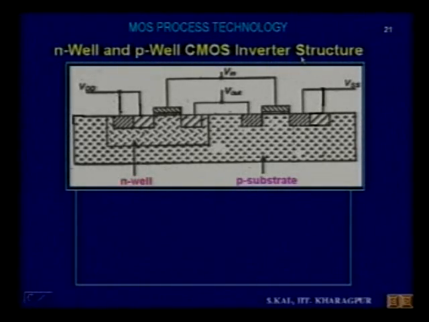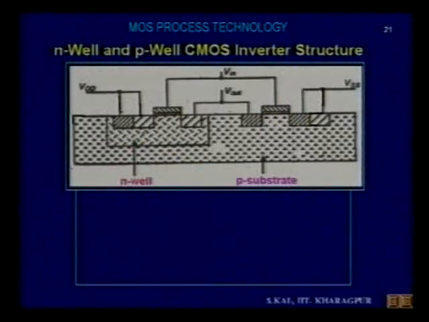If you remember the circuit diagram of the inverter, you can compare it with the cross-sectional schematic, and the connection will be like this. This is the input V in, and V out is the output, and this is VSS and VDD. VDD is at the PMOS, and the PMOS drain and NMOS drain are connected.